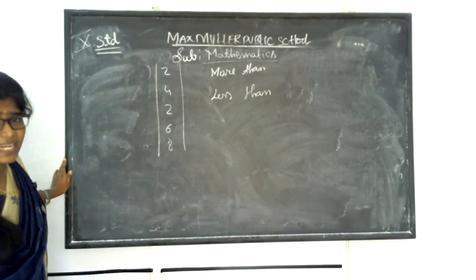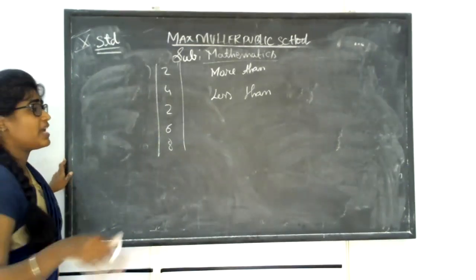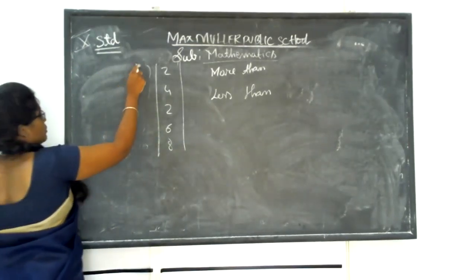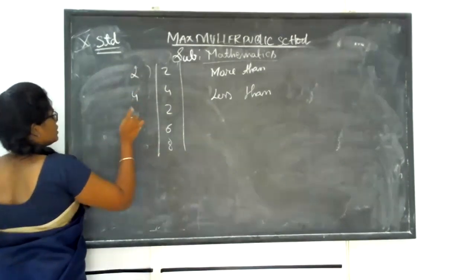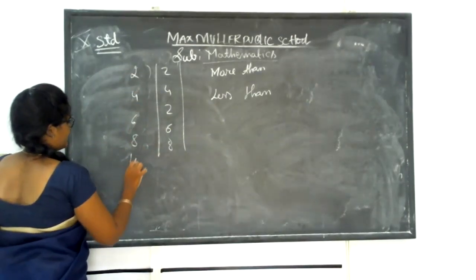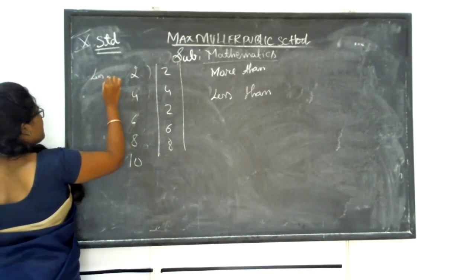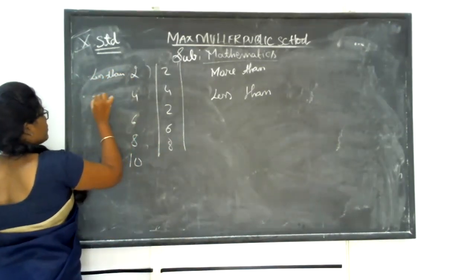Now I'll take lesser than. Lesser than, on which side? I should take my right hand side numbers. What was my right hand side? 4, 2, 4, 6, 8, 10. Less than 2. And it is same.